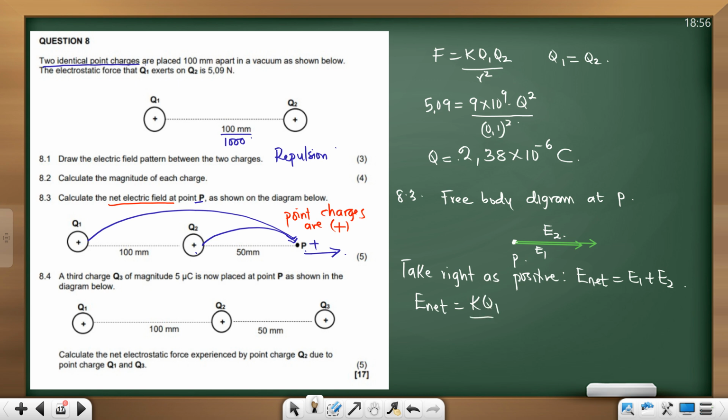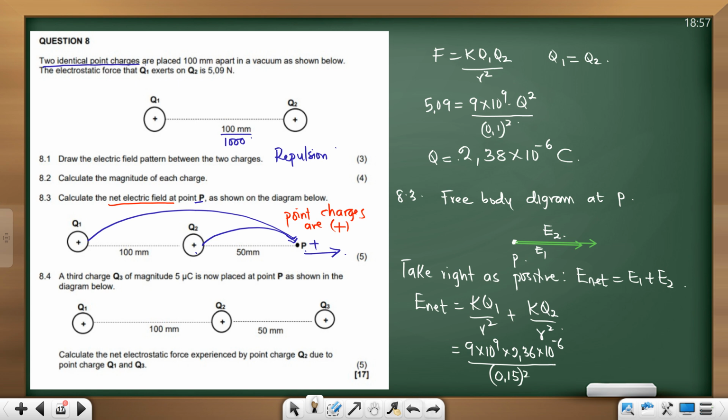What is E? It is kQ1 over r squared. E2, kQ2 over r squared. 9 times 10 to the power 9. What's our Q1? Oh, we got Q1, 2.38 times 10 to the power negative 6. Now, here is where I must slow down. What is the distance between Q1 and P? Working with Q1, it is 150, but I need to divide by 1,000, which is 0.15. I hope that makes sense to you.